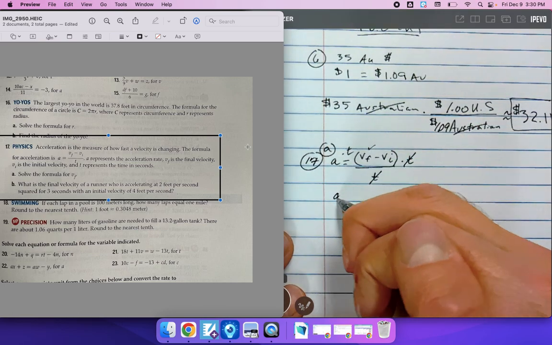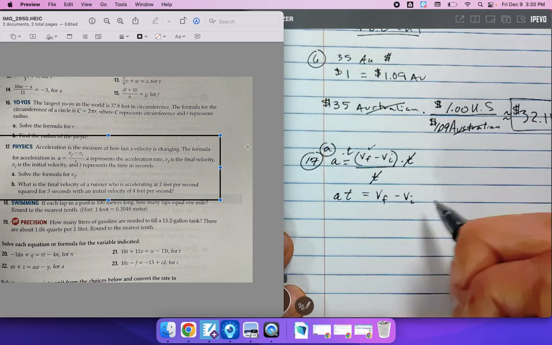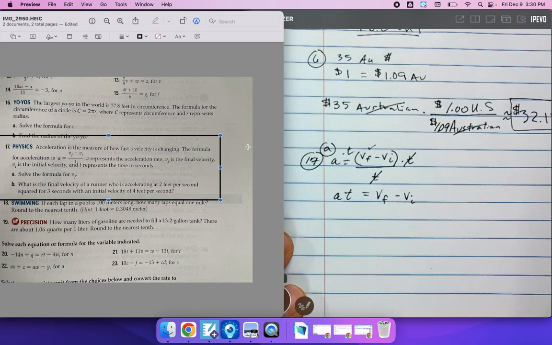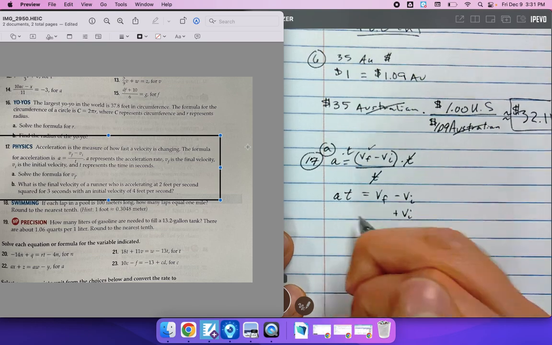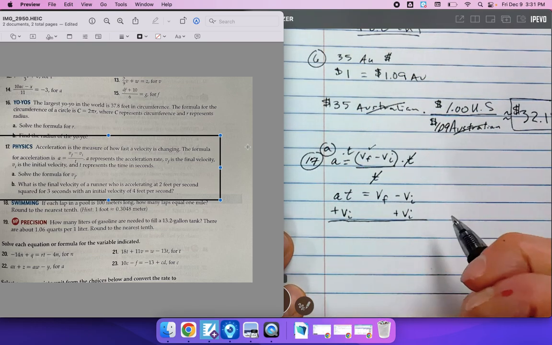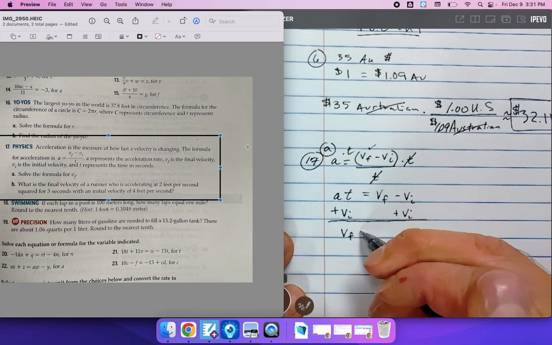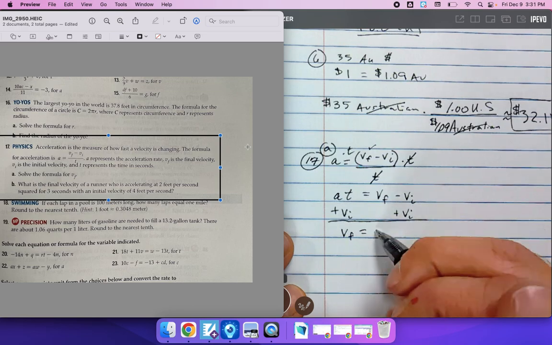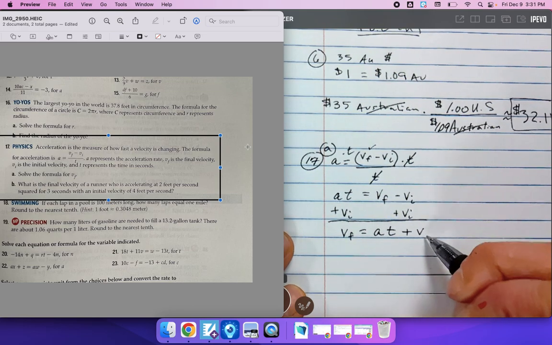And now I'm left with AT on the left is equal to V sub F minus V sub I. I'm closer to having V sub F by itself, but I need to add initial velocity to the left side. These go away, so the only thing I'll have on the right side is V sub F, which I write on the left to make it clear. And here's AT plus V sub I.